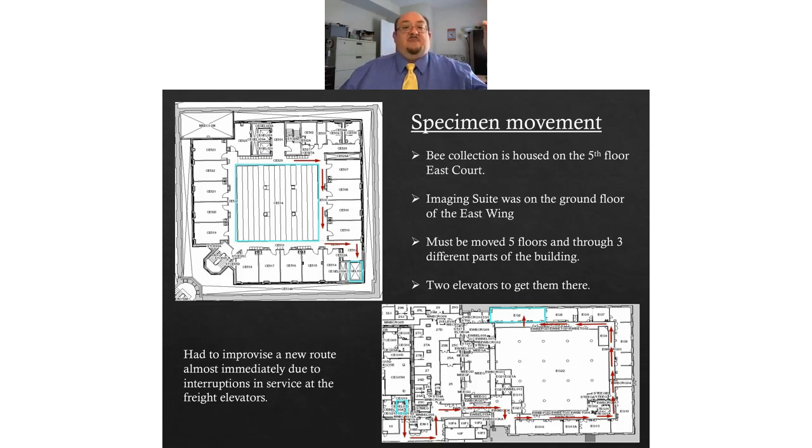We originally mapped out a process to get the collection from the fifth floor east court, which is where it normally lives, over to the imaging suite, which was on the ground floor of the east wing. And the only way to do that was to either go down the freight elevator, pass through main building, get on another freight elevator to take you down to the ground floor, and then walk along a long corridor to come in and bring the specimens in that way. We actually found that more times than not, the freight elevator, one or the other, was unavailable. So we actually had to improvise a new route that went directly up to the sixth floor and over. But in either case, it took two elevators to get there, and you had to move between three parts of the building, no matter which way you went.